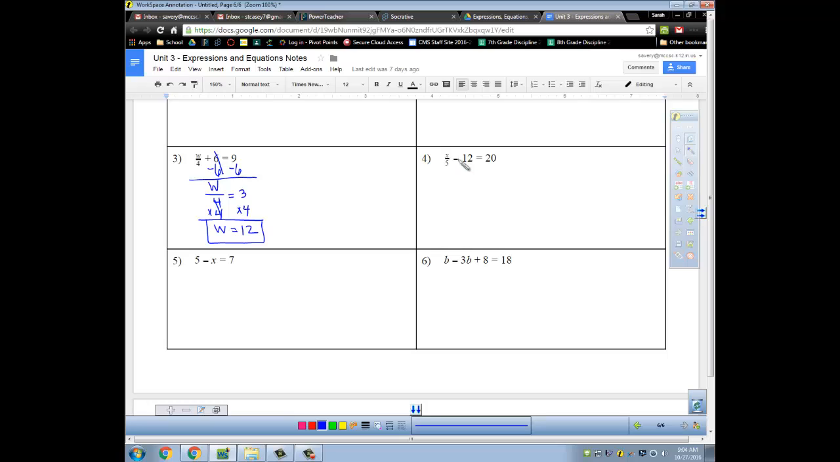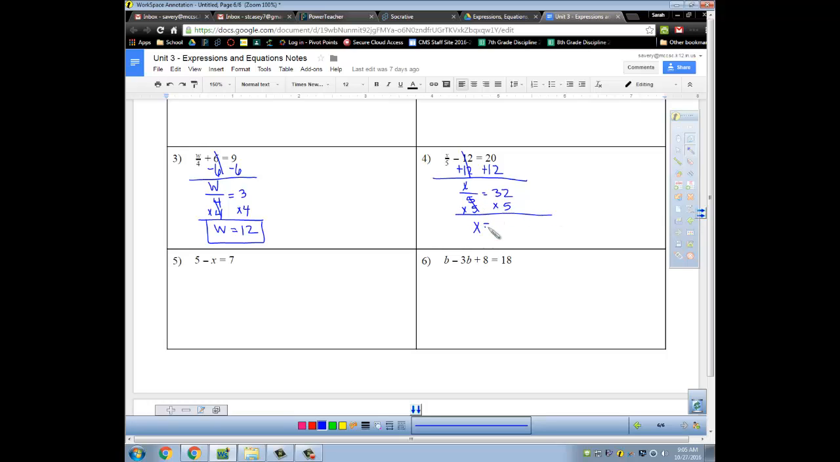Number 4, still getting rid of the friend first, so you always start with your addition or subtraction first. So instead of minus 12, I'm going to add 12 to both sides. We get x over 5 equals 32. Then this means x divided by 5. The opposite of divide is multiply. So I'm going to multiply both sides by 5.